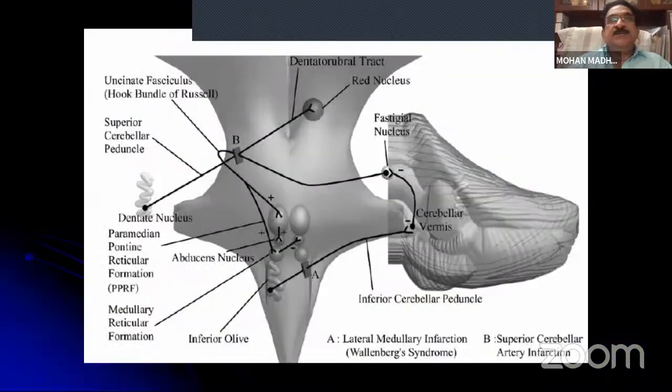Now in lateral medullary syndrome, how is this ipsipulsion occurring? Now this is the vestibular nucleus we are talking about. And as already told before, it activates the contralateral PPRF. This is the PPRF of the opposite side.